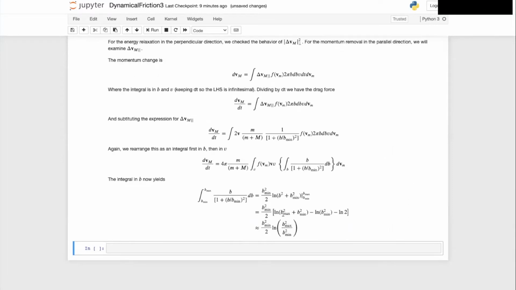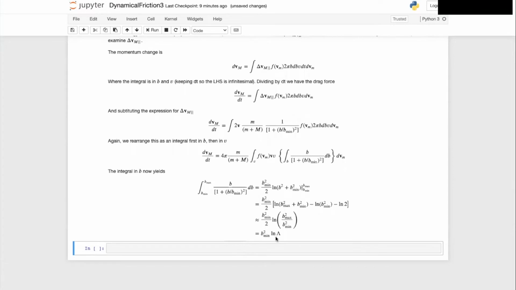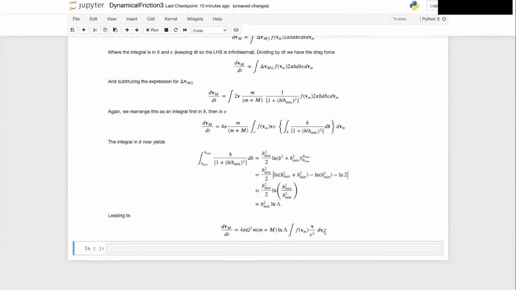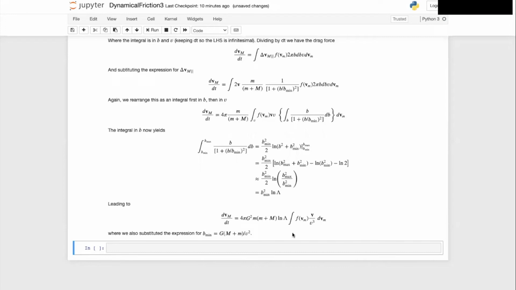We can approximate now that b_max is much, much bigger than b_min. Now substitute the definition of the Coulomb logarithm, and that's the expression that we have in the end. So a simpler integral than before. The b integral gives you simply b_min squared times the Coulomb logarithm, leading to this expression for the drag force, where we substituted the expression for b_min. This was the expression found by Chandrasekhar. What we're going to do next are particular cases and approximations, but this is the general expression.